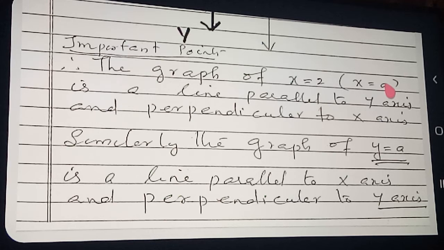Which axis is absent there? Y-axis. And similarly here, y is equal to a, which axis is absent? X. Therefore, the graph of y is equal to a is a line parallel to the x-axis. The x coordinate is absent here, no? Therefore, parallel to the x-axis and perpendicular to the y-axis. Make it clear, both the points, all of you. Once more properly make it clear. Clear.